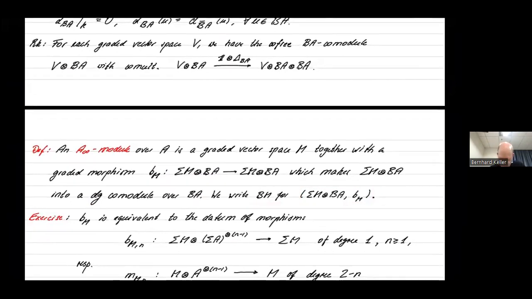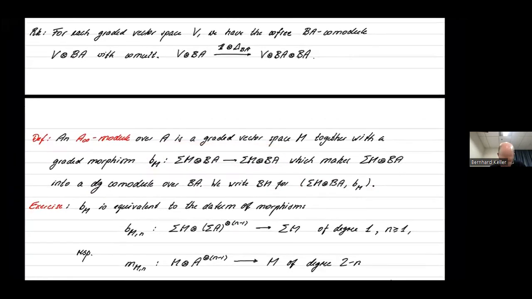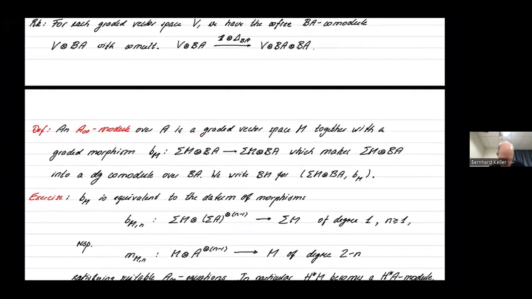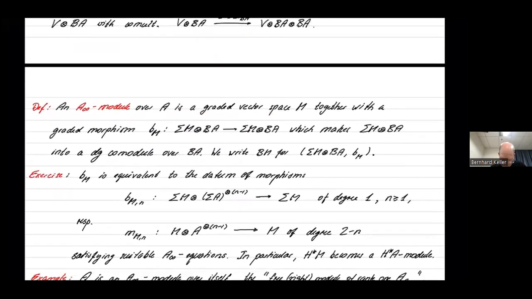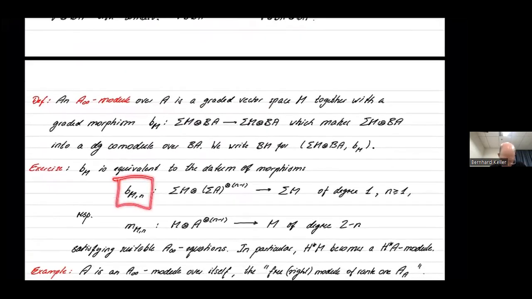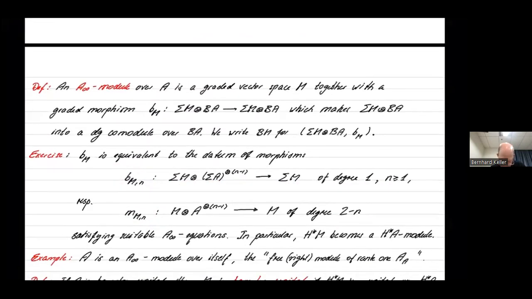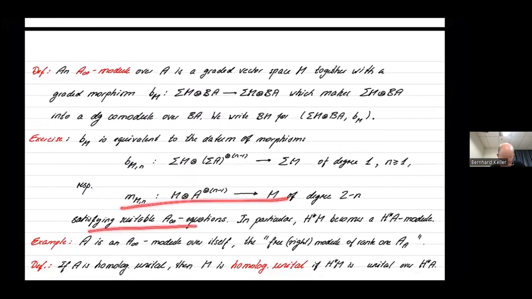And again, this is formulated in the compact way using the bar construction. You can reformulate it in the language of families. First, families of BM_n, where we have the suspensions, and all the maps are of degree +1, or equivalently in terms of m_n, which are of degree 2 minus n, and satisfy suitable A-infinity equations corresponding to the fact that the square of the differential of BM vanishes.